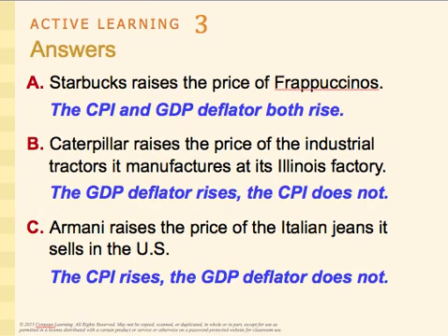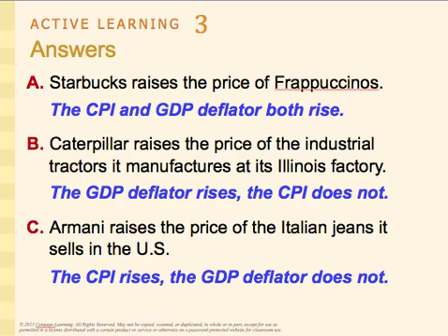Now, if Starbucks raises its price of Frappuccinos, CPI and the GDP deflator both rise. They're both consumption items, so consumer prices are going up, and the consumption aspect of GDP is going up. Now, if Caterpillar raises the price of industrial tractors it manufactures at its Illinois factory, the GDP deflator rises because they look at that as inventory, as an investment in inventory. But the CPI does not account for a Caterpillar tractor. It accounts for the market basket. It's hard to fit a Caterpillar tractor into a market basket.